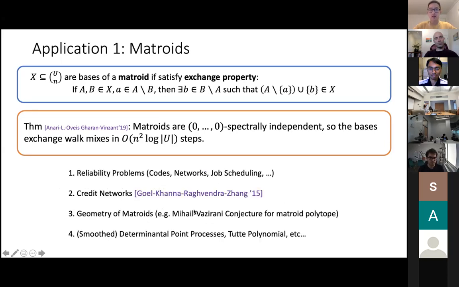It also has lots of nice applications to reliability problems and to credit networks. It has helped us understand a lot about the geometry of matroids, in particular the combinatorics of the matroid polytope, and has other applications to DPPs and so on.